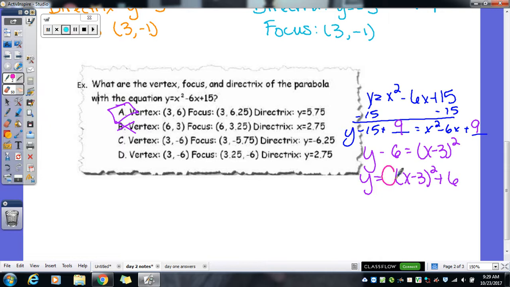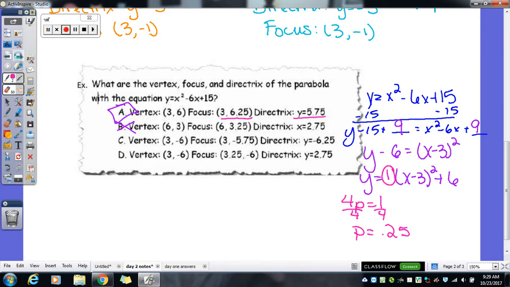Now, when we are in vertex form, I just want to show this to you. What number do we have out in front here that's not written, but it's always there? 1. So you can still find your p-value. 4p would equal 1. Divide by 4. Our p-value for that one is 0.25. So that means your focus is 0.25 above and your directrix would be 0.25 below, which is why we have those decimals in there, because our p-value is a decimal this time. So it still works the same way.